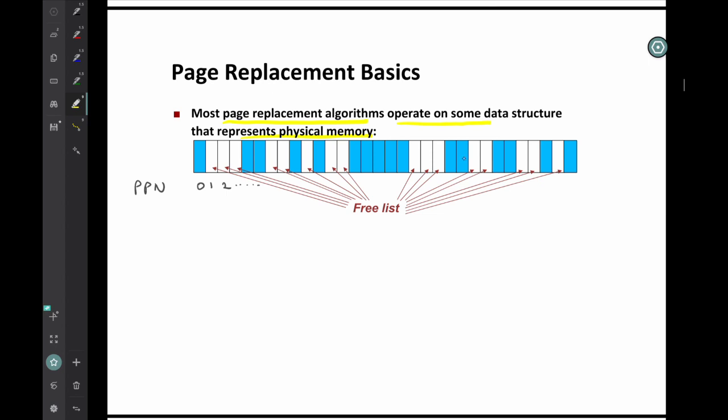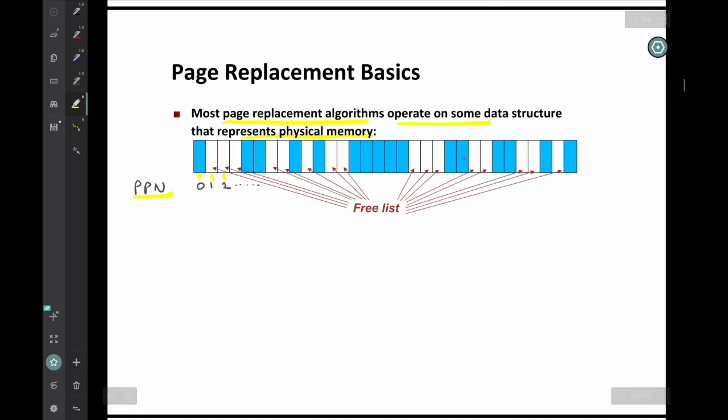So imagine an array which is indexed by PPN. For each PPN, this corresponds to the zeroth page frame, this is the first page frame, second page frame, and so on. The size of this data structure is determined by the size of the physical memory. Then we can mark the pages that are allocated to some process in blue, and the ones in white here are free.